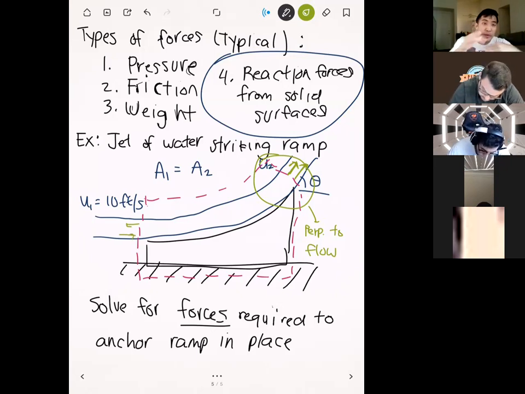So we want these to be parallel to each other, just so that we don't have to apply any angles to our dot product. We just multiply their magnitudes, and then make it positive or negative, depending on if it's an inflow or an outflow. All right. Any questions on the problem setup?